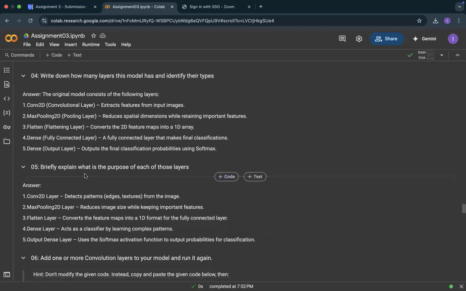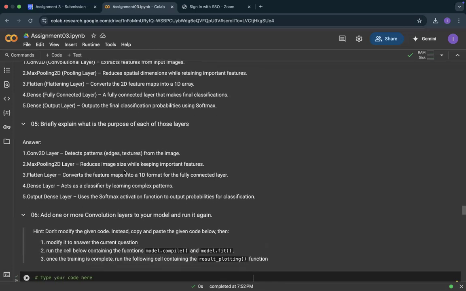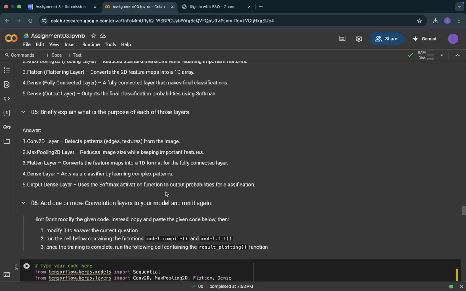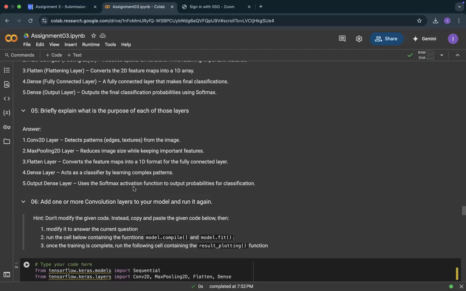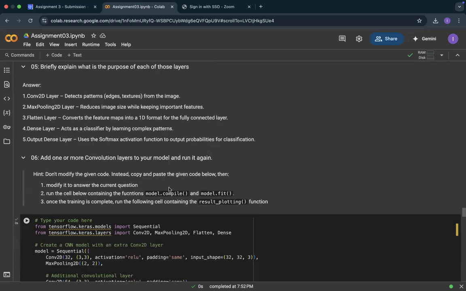Question 5. Briefly explain what is the purpose of each of the layers. Convolutional layer detects patterns, edges, textures from the image. Pooling layer reduces image size while keeping important features. Flattening layer converts the feature maps into a 1D format for the fully connected layer. Dense layer acts as a classifier by learning complex patterns. Output layer uses the softmax activation function to output probabilities for classification.